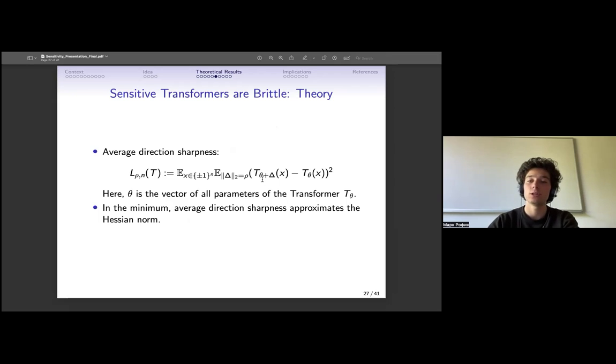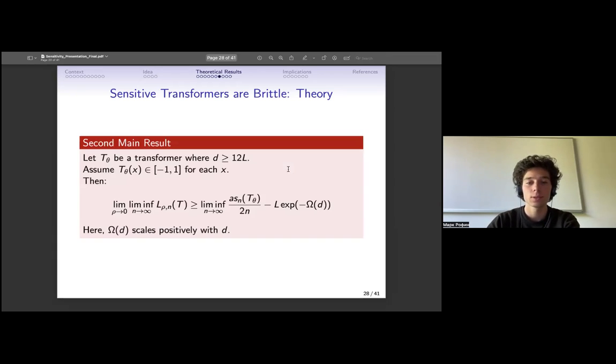So you can just think of this value as an approximation of the Hessian norm at the minimum. The higher the average direction sharpness, the more brittle the minimum, and the more brittle the loss landscape. And then we can use this value to formulate the second main result.